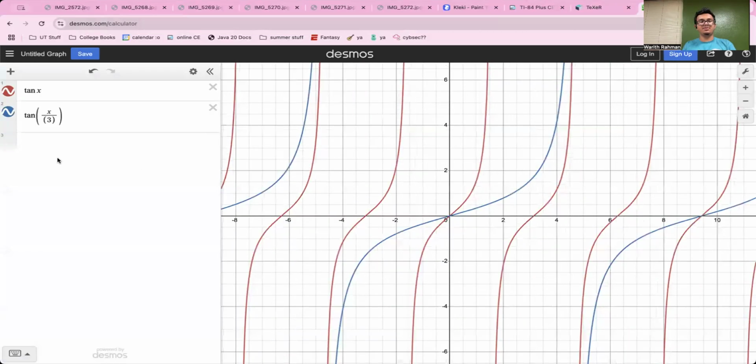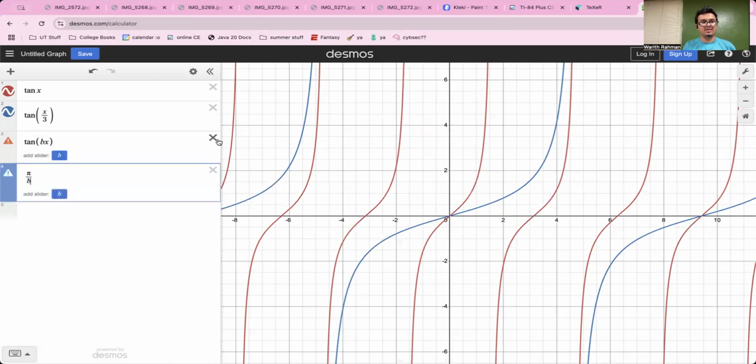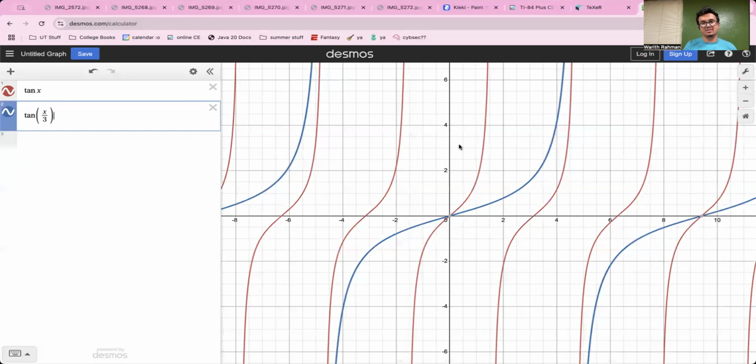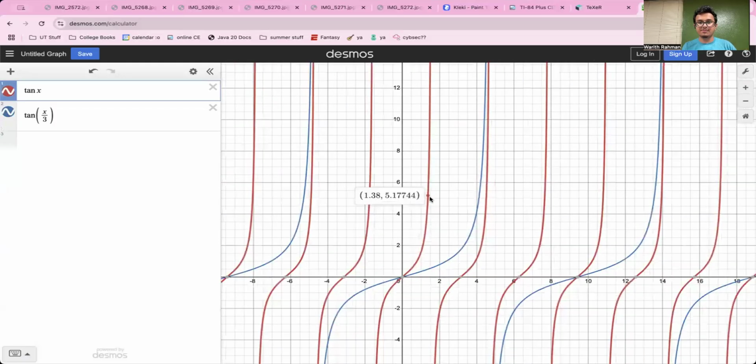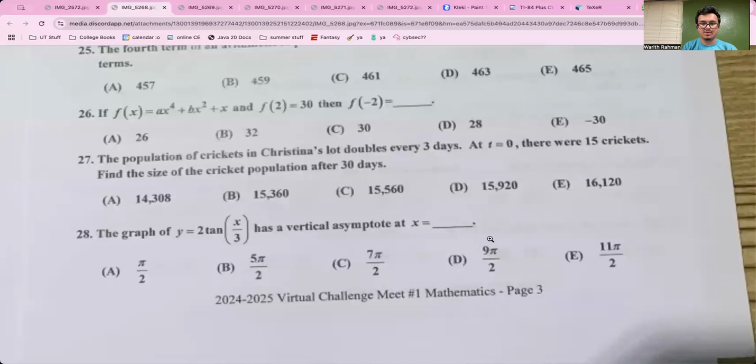Yeah, it's going to expand it by 3, because the general idea is that if you have tan of bx, then the period is pi over b. In this case, b is actually a third, so the period turned from pi to 3 pi. So we notice that all our asymptotes are going to get 3 times as far from the vertical axis. Instead of at pi over 2, 3 pi over 2, 5 pi over 2, we get 3 pi over 2, 9 pi over 2, 15 pi over 2, these kind of numbers. So yeah, 9 pi over 2 is D.